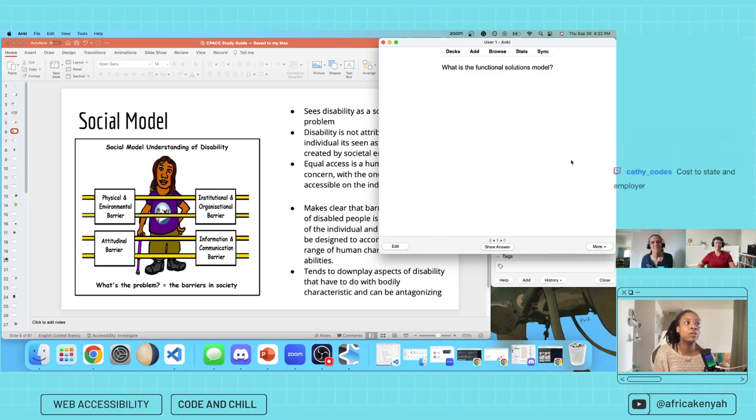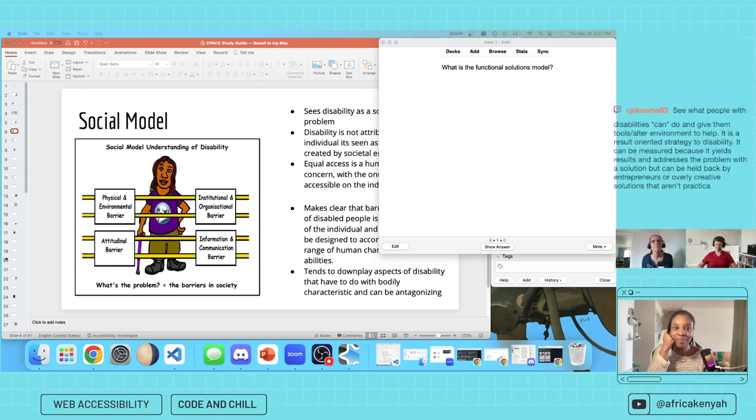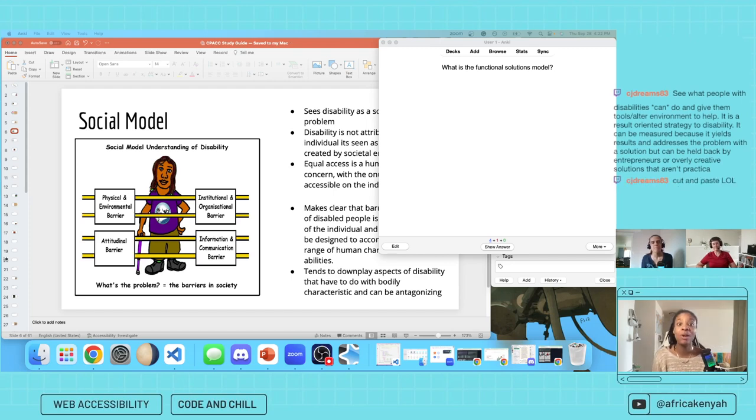What is the functional solutions model? Ooh, it's me. All right, does anyone remember this one? It's in the name, kind of. CJ Dreams 83 said, see what people with disabilities can do and give them tools to alter their environment to help. It is a result-oriented strategy to disability. It can be measured because it yields results and addresses the problem with the solution, but can be held back by entrepreneurs or overly creative solutions that aren't practical.